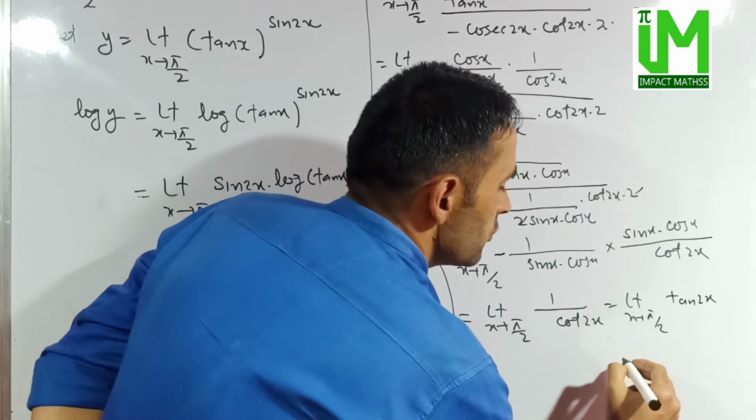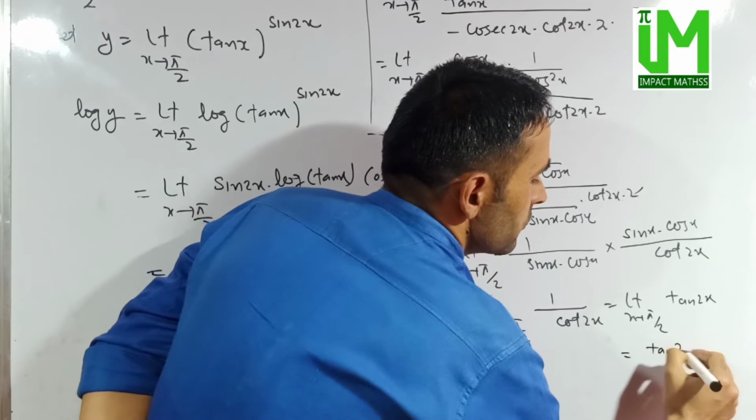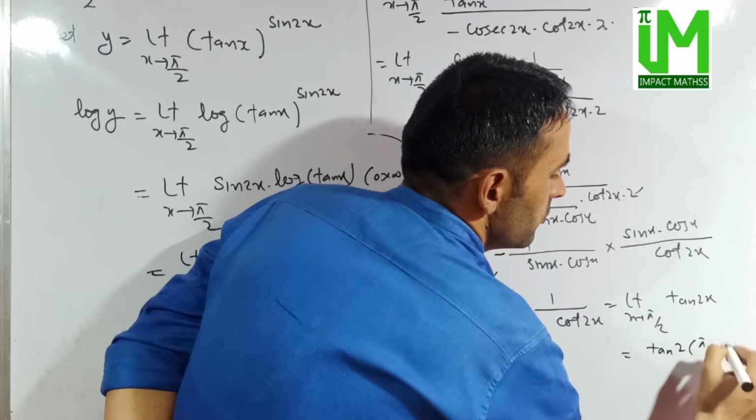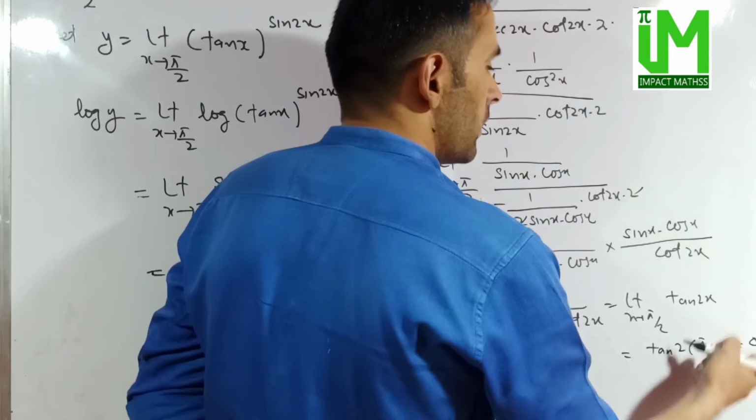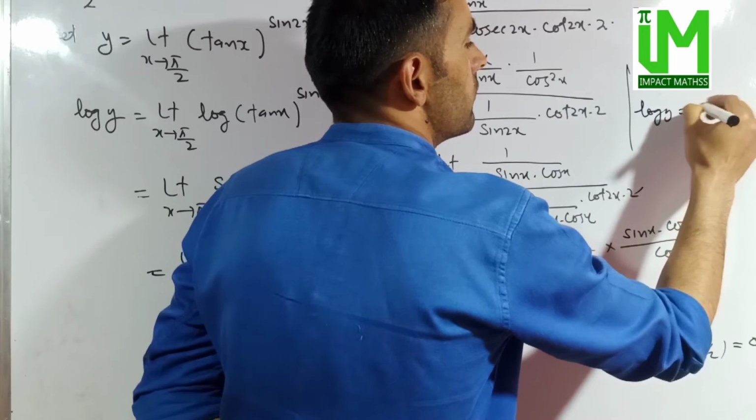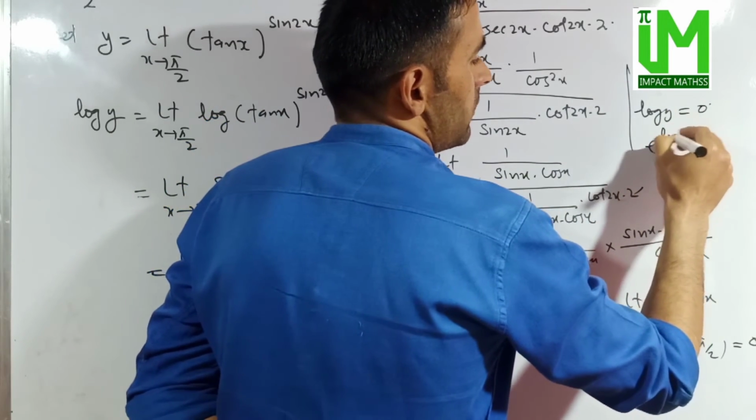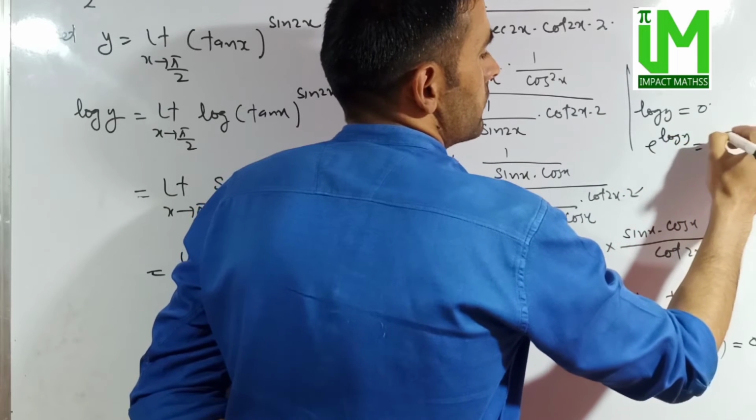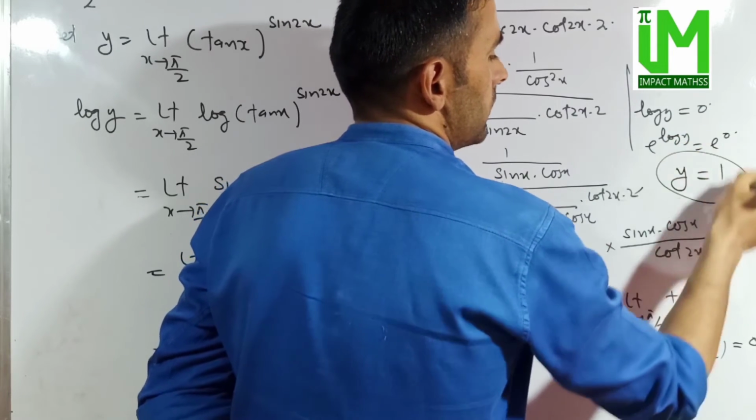अब limit use कर सकते हैं, that means it will be tan of 2 into pi by 2, so this is tan pi, and tan pi is 0. So which means log of y is equal to 0. So taking e as the base, so it will be e raised power log of y is equal to e raised power 0, which means y is equal to 1.